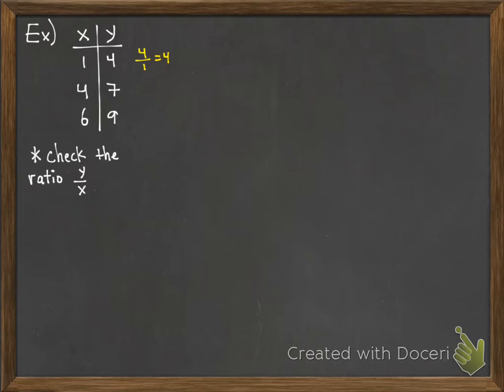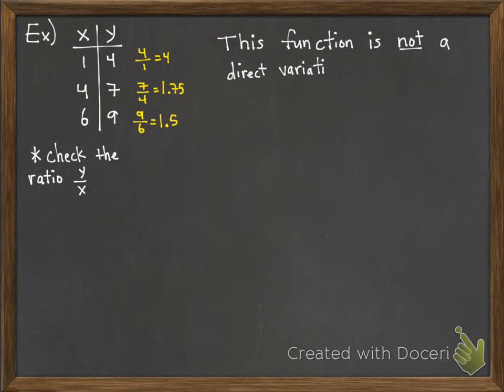So we start with 4 divided by 1, which is 4, and then 7 divided by 4, which is 1.75, and 9 divided by 6, which is 1.5. Since these are all different numbers, this is not a direct variation. This is not a proportional relationship. However, if we graph this, we can see on the graph that it is linear.